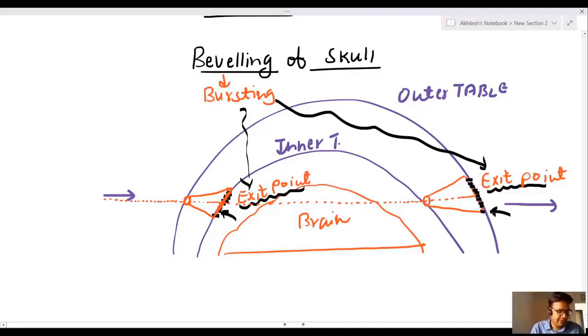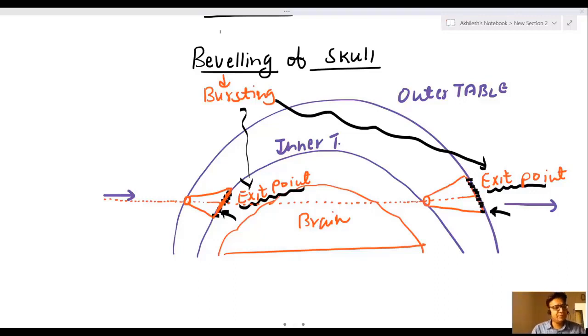तब आपको समझ में आ गया. Beveling is a bursting. Whenever a bullet enters a table, it enters as a small hole. But at the exit point, it makes a bigger hole, it bursts. At the exit point, it is making bursting of the table. अब चलो आपका repetition करवाता हूँ. बहुत important है.